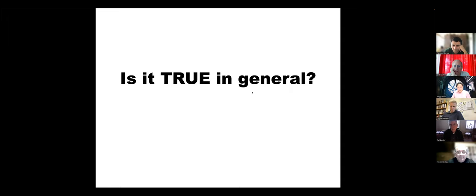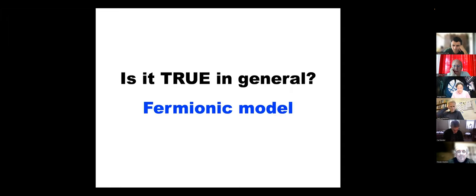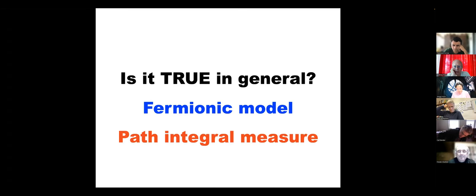Now we can ask, is this true in general in every field theory? Today I will discuss a fermionic model. Here it's not the case. There is some possibility to have a nice Hamiltonian, unitary system. Also, we usually neglect the path integral measure, but the path integral measure can sometimes resolve this kind of issue. I will give a very, very simple model that you can easily understand. It's at a graduate school level, so it will be very easy.